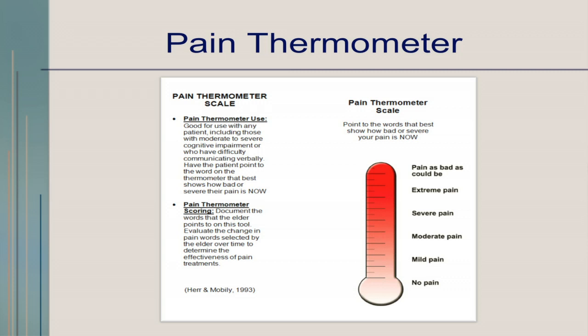The pain thermometer is a variation of the verbal descriptor scale that is modified to vertical representation. This is the preferred scale for patients with moderate to severe cognitive deficits or those who struggle with abstract thinking or communication. The pain thermometer asks patients to rate their pain: no pain, mild pain, moderate pain, severe pain, extreme pain, or pain as bad as it could be.